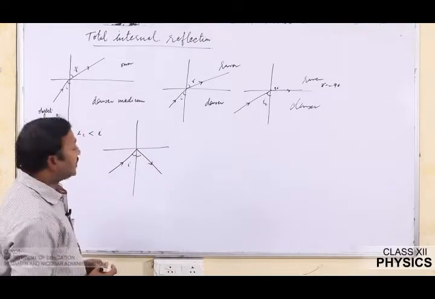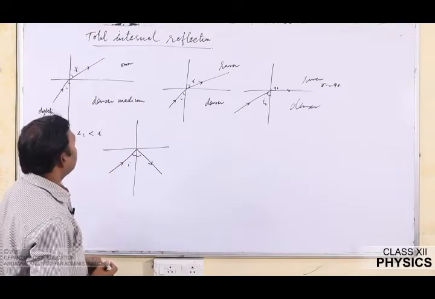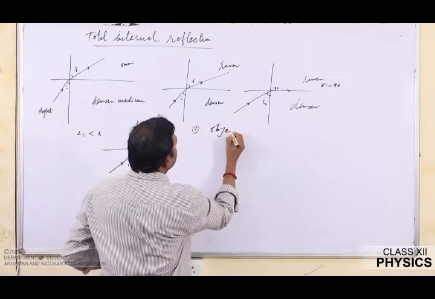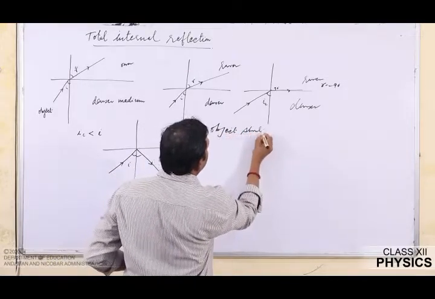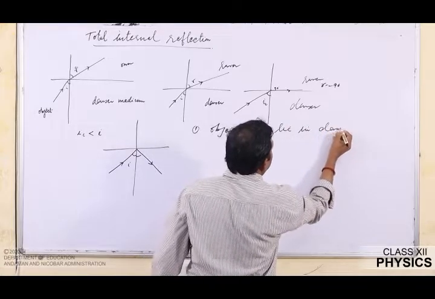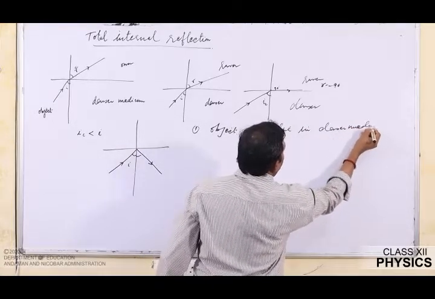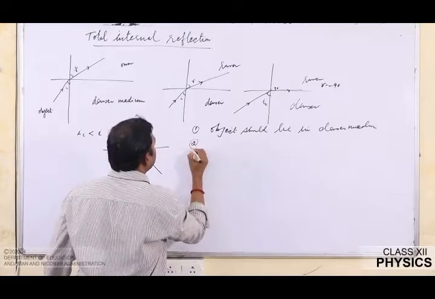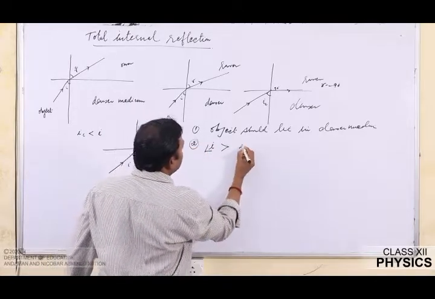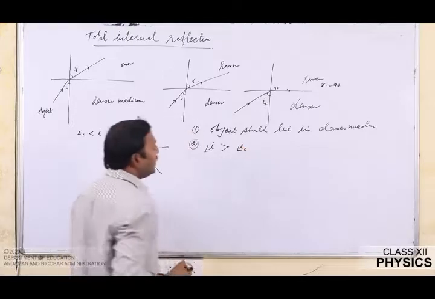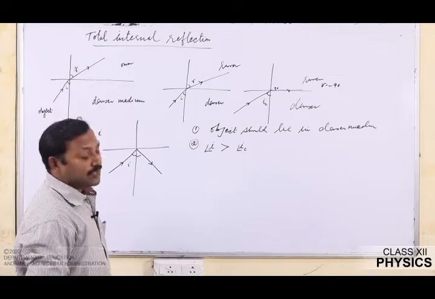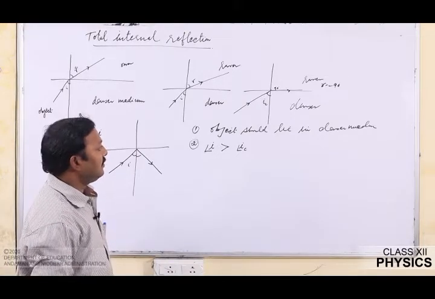Now, we will see the conditions related to total internal reflection. First one, the object should lie in the denser medium. Second, the angle of incidence must be greater than the critical angle of incidence. The critical angle of incidence is that angle at which the refracted beam grazes over the surface. So, this is the definition of a critical angle.